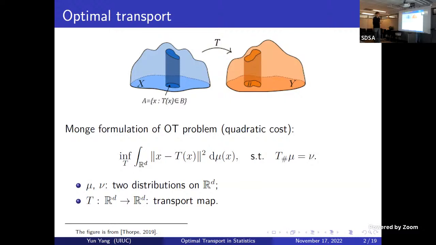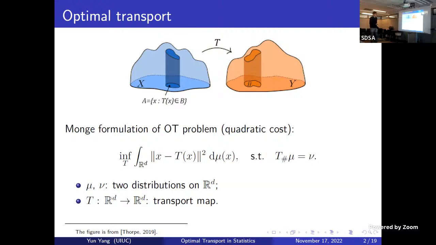Here we use the quadratic cost to characterize the cost, which is the distance: x minus T(x). This is the initial position, and this is the target position, and we compute the L2 norm, then take a square. Then we consider this distance averaged over the initial probability measure mu, which is this blue one, subject to the constraint that after the transfer, the distribution becomes nu. Mathematically, if you think about T as a map from R^d to R^d, then the push-forward measure after you apply T to the source measure mu becomes your target measure nu, which is this pile. So this is the definition of the optimal transport problem.